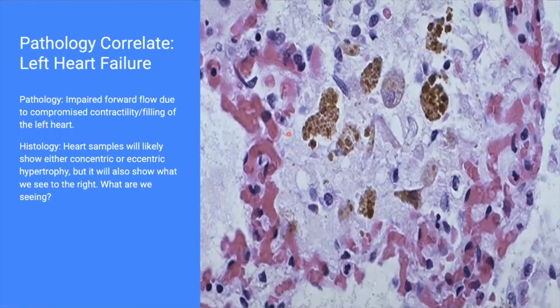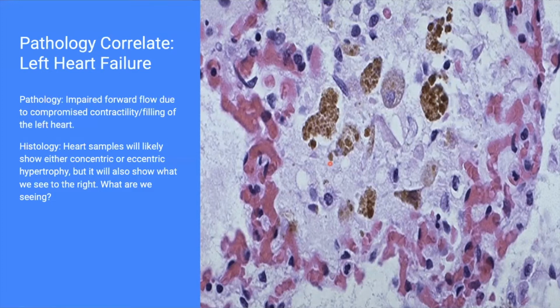And then speaking of those alveolar macrophages with contents found within them, these cells, these strange staining cells here, are found within an alveolus that has a bunch of debris found in it, likely to be fluid. This is a lung sample taken from a patient with left heart failure. The pathology here, heart failure, is impaired forward flow of blood due to compromised contractility or filling of the left heart.